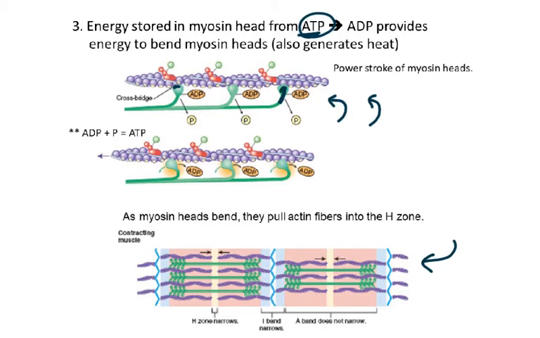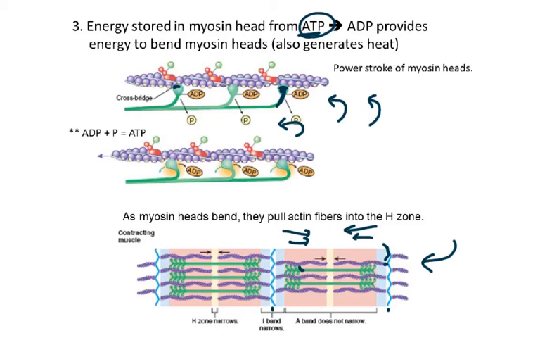So as soon as the myosin heads are able to lock onto the actin, they bend. And this is called the power stroke. As the myosin heads bend, they pull the actin toward the M line, or pull the Z discs, which are attached to the actin, toward the middle, narrowing the distance between the two Z discs and causing the muscle cell itself to become shorter.